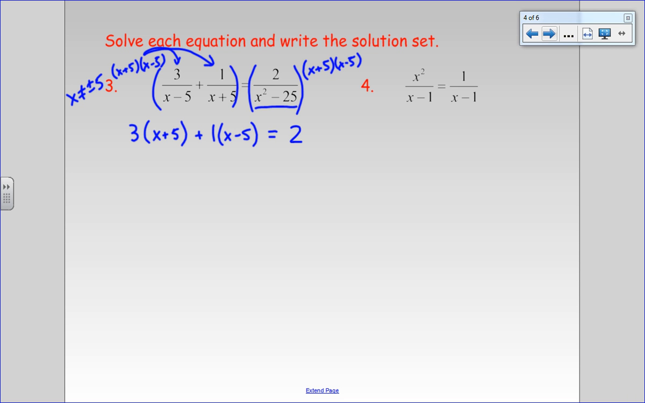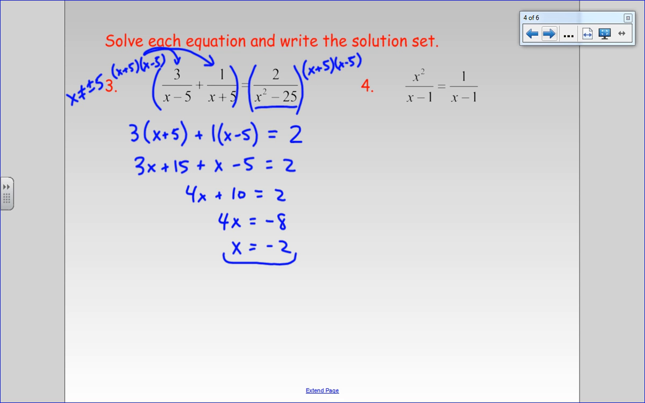Now we can solve the linear equation. Let's distribute. So we have 3x plus 15 plus x minus 5 equals 2. Combining like terms, we have 4x plus 10 equals 2. Subtracting 10 on both sides, we have 4x equals negative 8. And dividing by 4 on both sides, we have x equals negative 2. Comparing that to our restrictions, we see that there are no restrictions in our list of solutions there, so that negative 2 can remain in our solution set. It's a solution of the original rational equation.